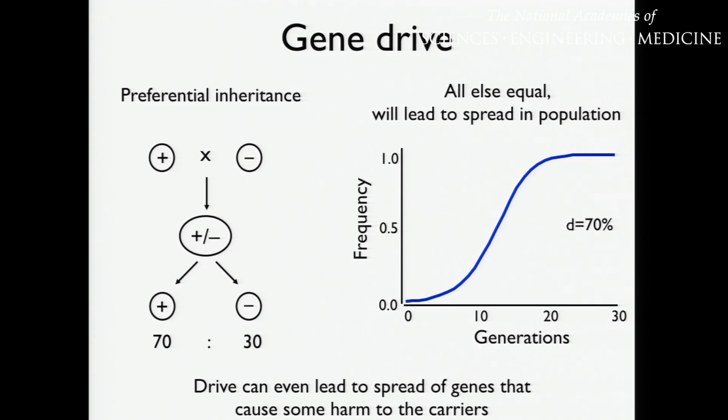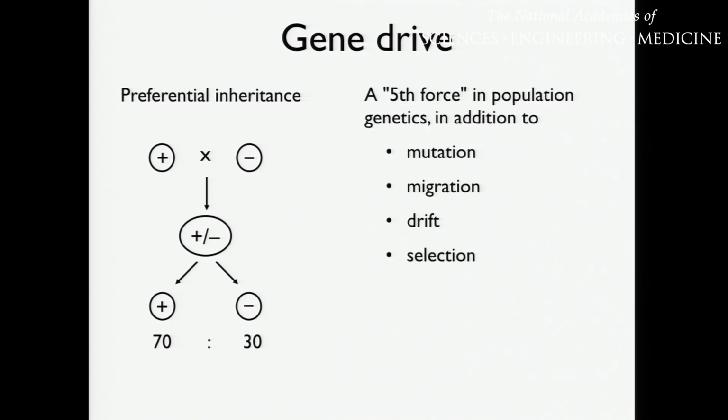All else being equal, in the population as a whole, that gene would increase in frequency, and it could do so relatively rapidly, going from, let's say, 1% to 99% in 20 generations or so, given a 70-30 split. And this drive process can even lead to the spread of genes that are harmful to the organism carrying them. It's that property that makes them so attractive as potential tools for pest control. You can think of gene drive as a sort of fifth force in population genetics, in addition to the usual textbook cases of mutation, migration, drift, and selection.